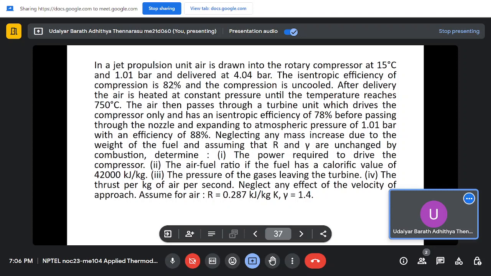After delivery, the air is heated at constant pressure until the temperature reaches 750 degrees Celsius. The air then passes through the turbine unit, which drives the compressor only and has an isentropic efficiency of 78%, before passing through the nozzle and expanding to atmospheric pressure of 1.01 bar with an efficiency of 88%.